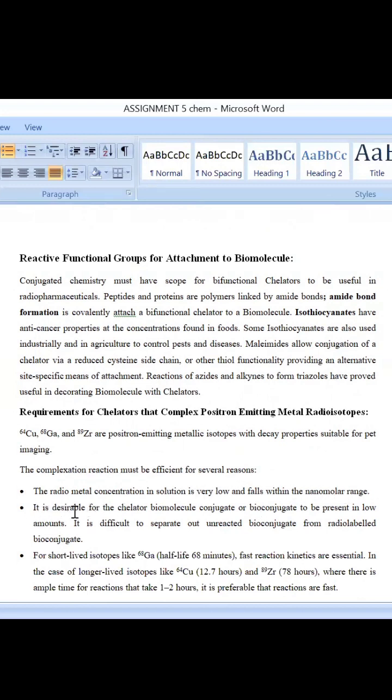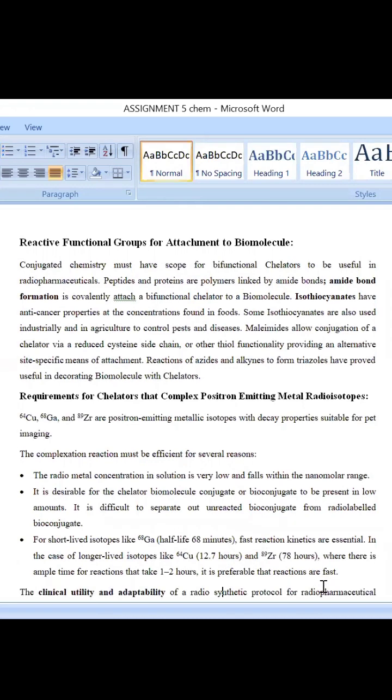Next point is it is desirable for the chelator-biomolecule conjugate, or bioconjugate, to be present in low amounts. It is difficult to separate out unreacted bioconjugate from radiolabeled bioconjugate. For short-lived isotopes like gallium-68, half-life 68 minutes, fast reaction kinetics are essential. In the case of longer-lived isotopes, copper-64 at 12.7 hours and zirconium-89 at 78 hours, there is ample time for a reaction that takes 1 to 2 hours. It is preferable that reactions are fast.